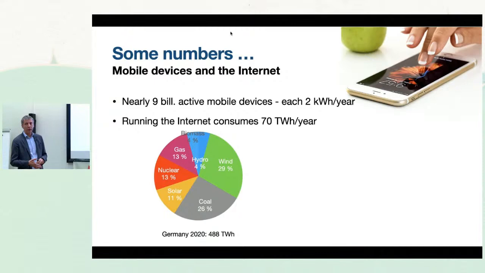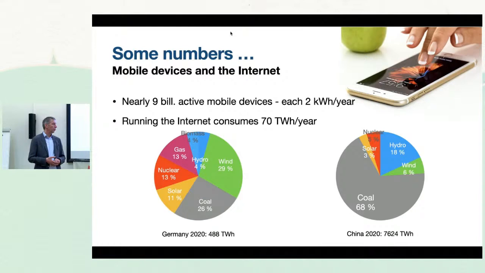So I have the energy production of Germany shown here from this year. In total, it's 488 terawatt hours. And you see this is a mix of energy production. And you see there's still 26% of coal. And so let's say the green energy, hydro, wind, and solar is approximately 45% here. So if you see 488 for the country alone, and only the internet is 70 terawatt hours, so it's already a big part.